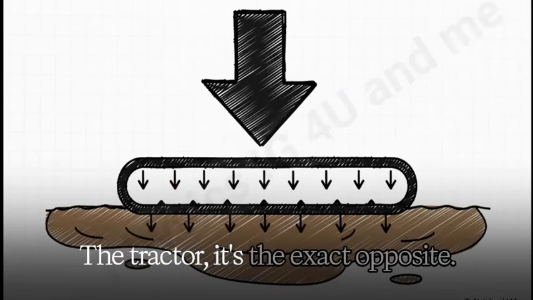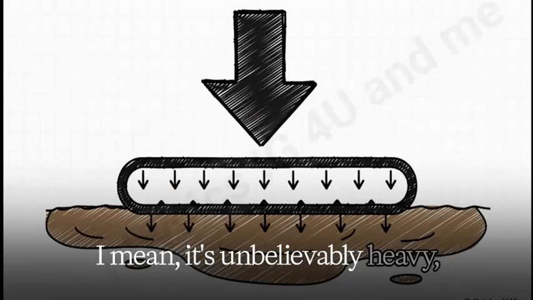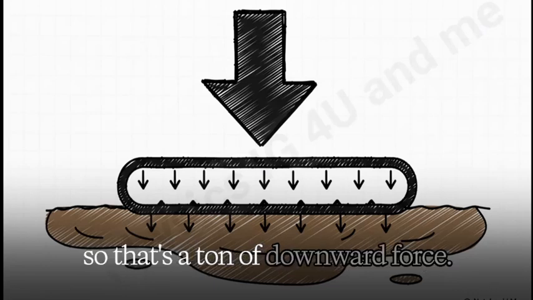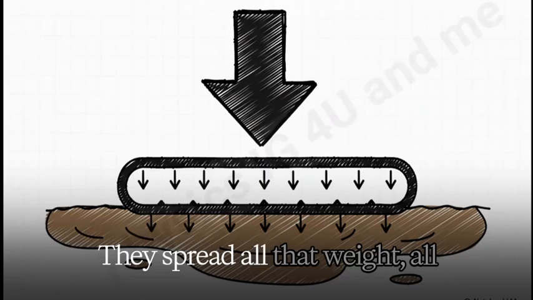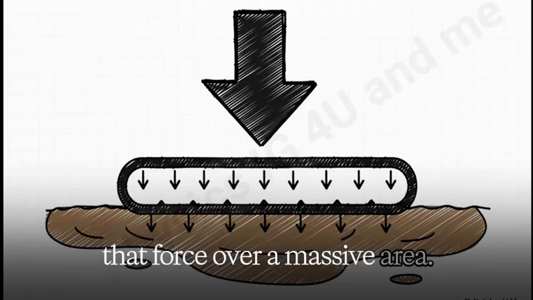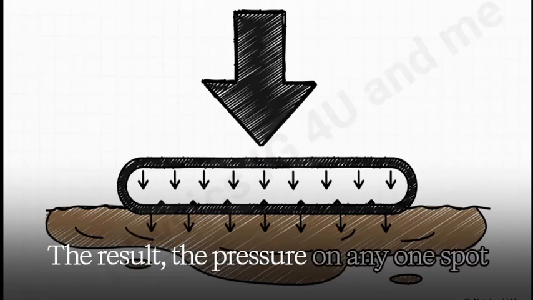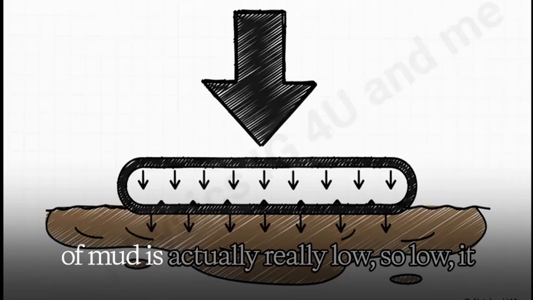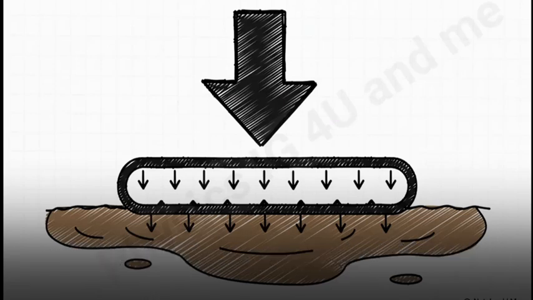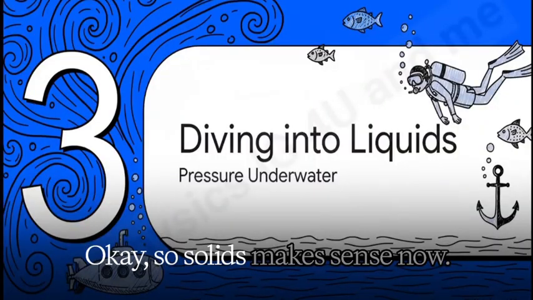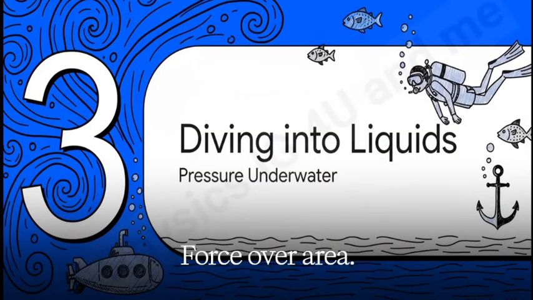So much pressure, in fact, that it just slices right through the tomato. And the tractor? It's the exact opposite. I mean, it's unbelievably heavy, so that's a ton of downward force. But look at its huge, wide tracks. They spread all that weight, all that force over a massive area. The result? The pressure on any one spot of mud is actually really low. So low it basically floats on top instead of sinking in. Pretty cool, huh? Okay, so solids make sense now. Force over area. Got it.